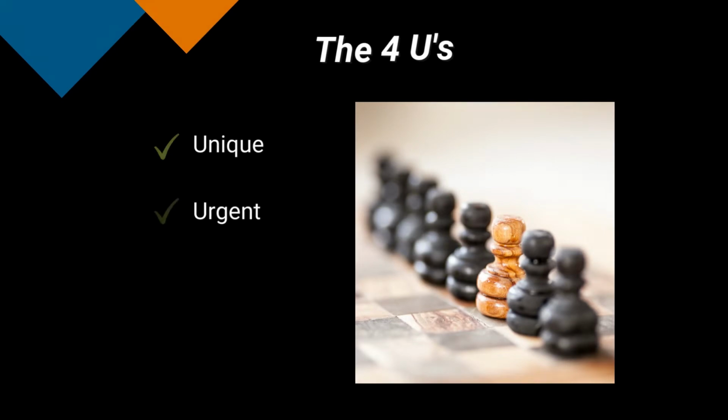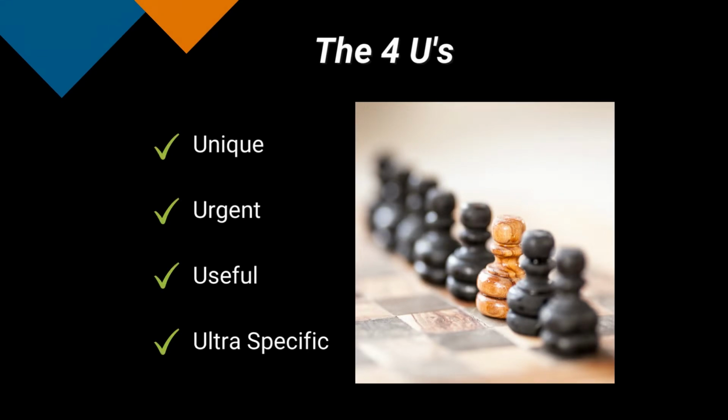And then you want the 4 U's. You want to be unique, urgent, useful, and ultra specific. The more you add these in each sentence, the more powerful your copy will be, because being unique is new and different, such as the new proven way to lose weight. Then you want to be specific, such as you'll lose 1.5 pounds in less than 72 hours. This makes it more real to the prospect.